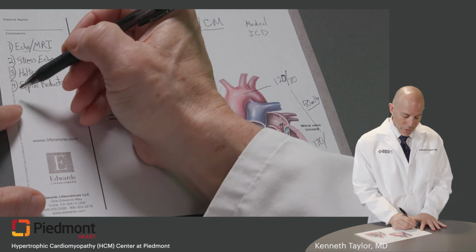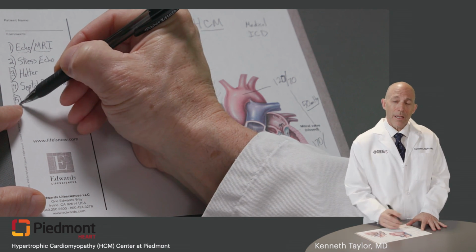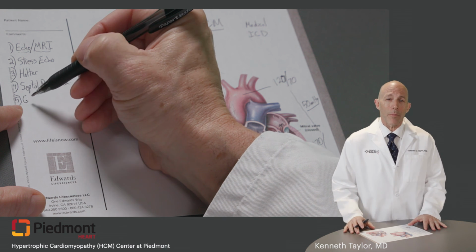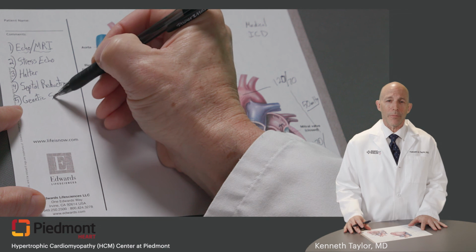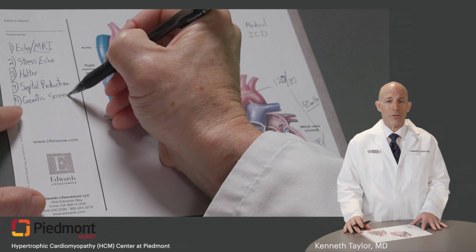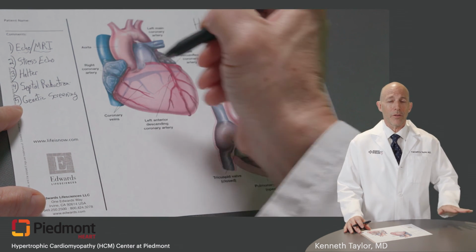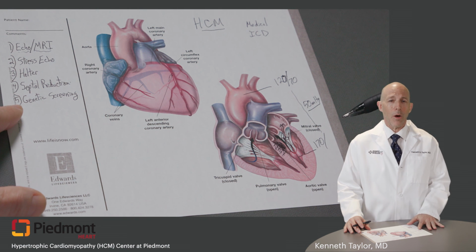Lastly, as I mentioned, this is a genetic disease, and so first-degree family members need to be screened. And we can talk about the best way to screen them. Typically, family members should be screened, first-degree relatives, so siblings, children, parents, with an echo and an EKG. And we can have a conversation about the role of genetic testing as well.